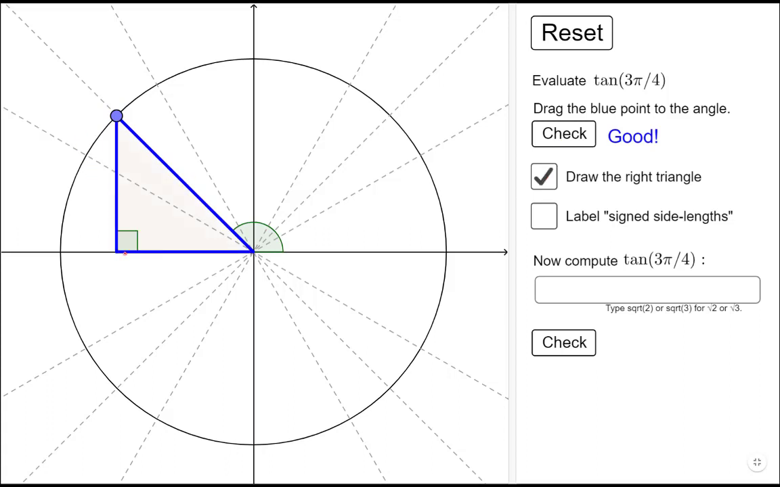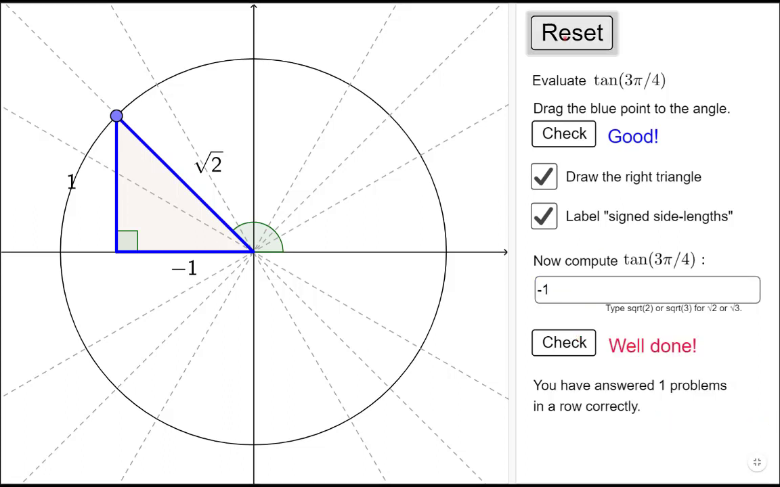The next step is to draw the right triangle. So I draw a triangle coming down. The next step after that is to figure out my signed side lengths. So I'm going to put 1, square root of 2. Oh, but that's actually a -1 down there. And now let's actually compute the tangent of 3 pi over 4. Well, it's opposite over adjacent, so 1 divided by -1. And I always use the angle that's touching the origin as the angle for my calculation. 1 over -1 is -1. I'll type that in, check. Well done, I've answered one problem in a row correctly.